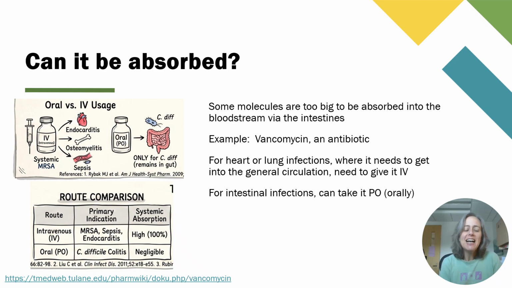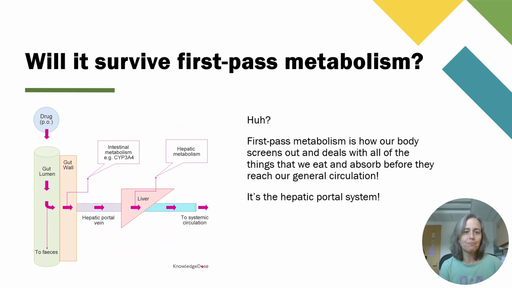It's kind of perfect. So vancomycin is a really interesting one in that sometimes we give it IV to reach the parts of the body that require the circulatory system to deliver it there, and sometimes we give it PO, or orally, if we're treating something on the inside of the intestines. I thought that was kind of cool.